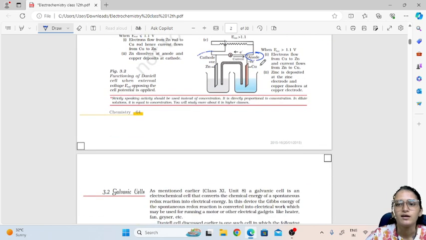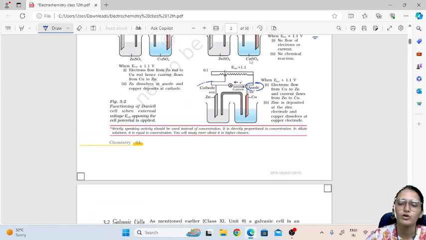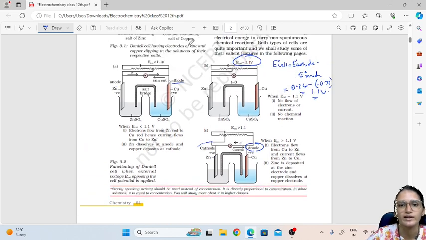But when the external potential is more than the actual potential of the cell, electrons will flow opposite to the current. Current and electrons will flow opposite, and the direction will be exactly opposite to that when the external potential was less than 1.1 volt. So you can see here current is going in the right direction, electrons are going in the left direction, whereas in the first case electrons are going in the right direction, current is going in the left direction.